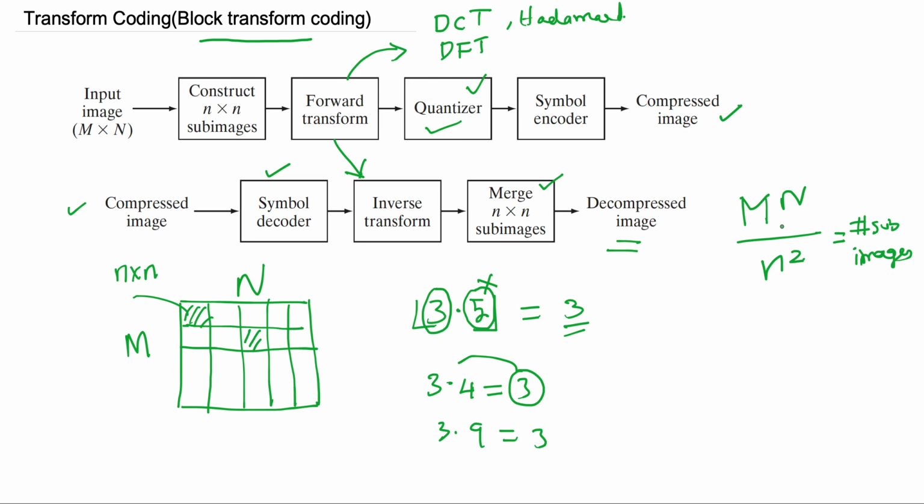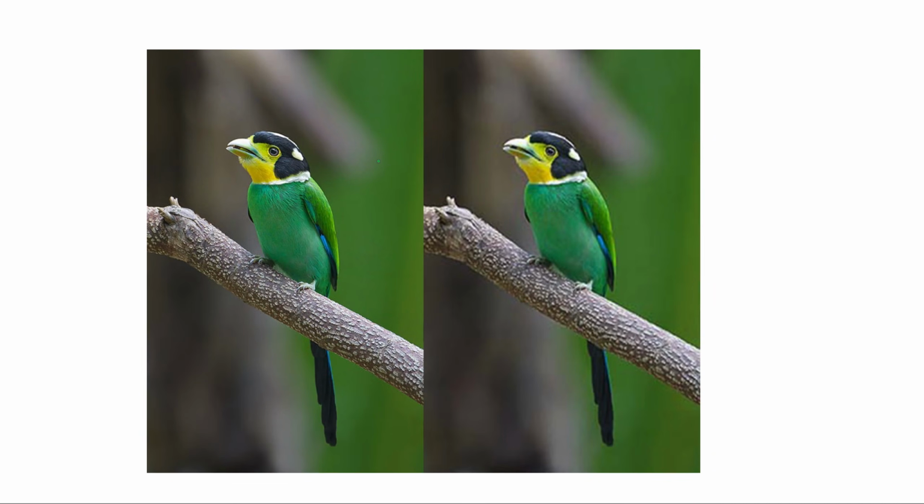In the JPEG compression algorithm, we will be using DCT as the transform. I have given an example of an image that is compressed using JPEG. This is the original image, and this is the compression done using the JPEG standard, or by using DCT. JPEG actually employs a block transform scheme for compressing the image.